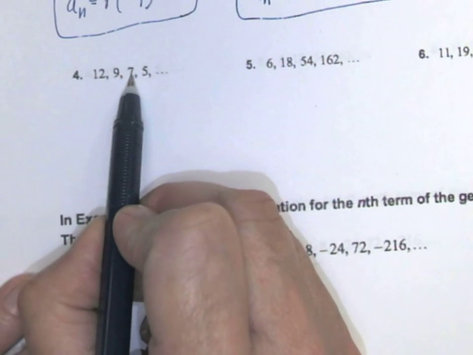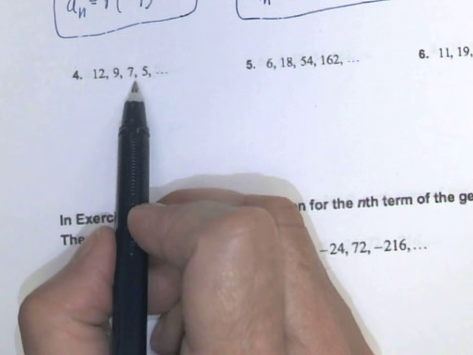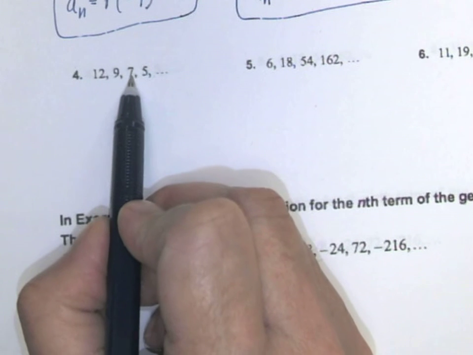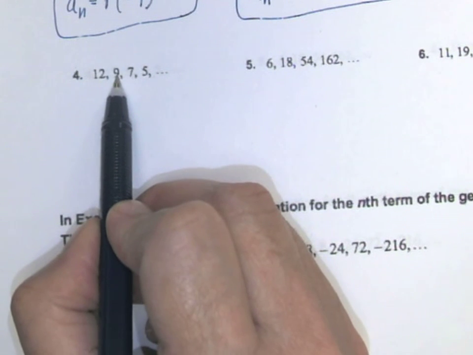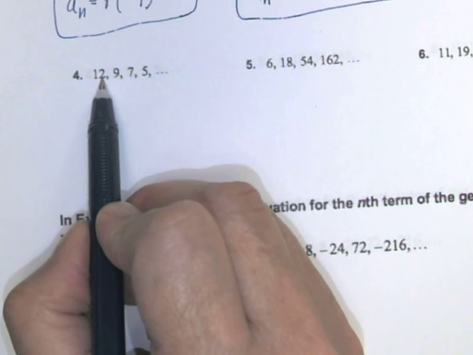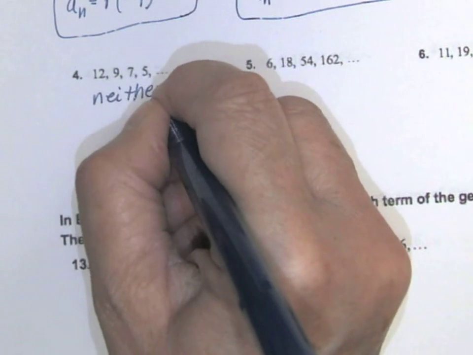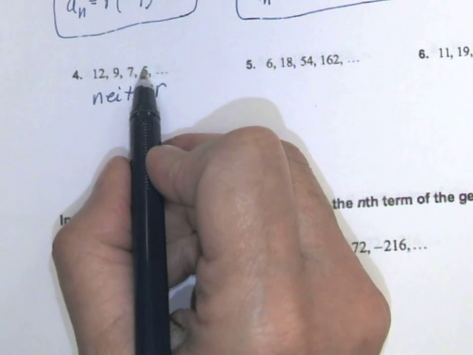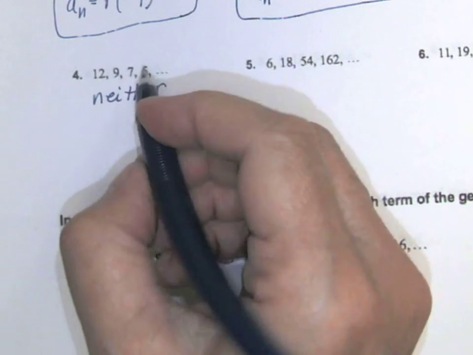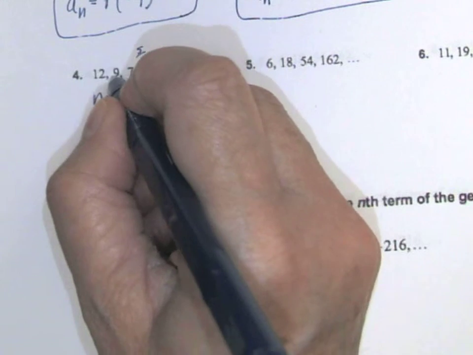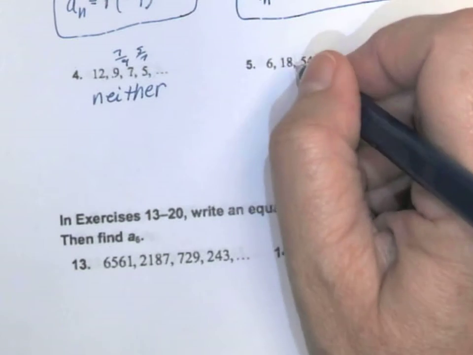So this one's getting smaller, so we're either multiplying by a fraction or we're subtracting. So what is 5 minus 7? That's a -2. 7 minus 9, -2. 9 minus 12, -3. So isn't this one neither? I believe that's neither, because also you're not dividing. 5 divided by 7 is 5/7. 7 divided by 9 is 7/9. That is not the same. So this one's a neither.